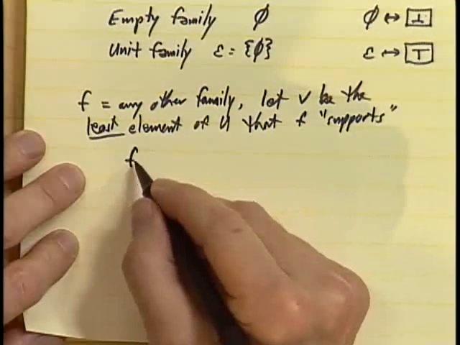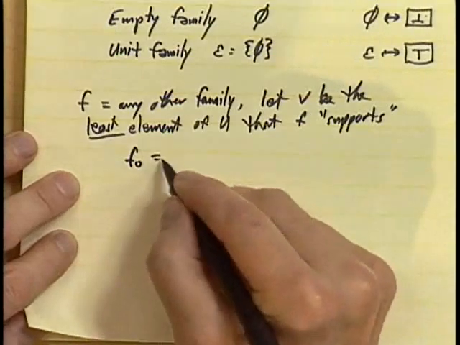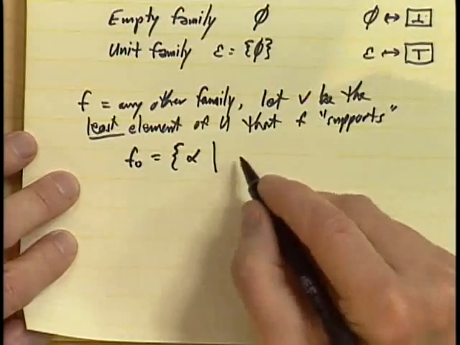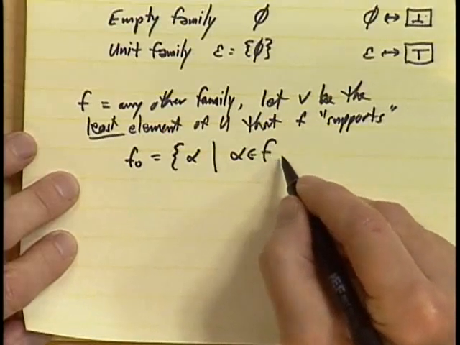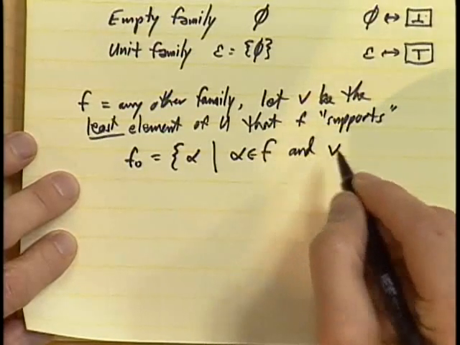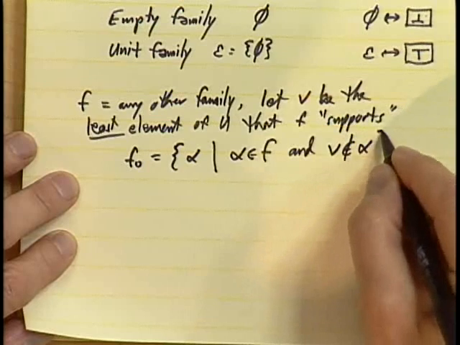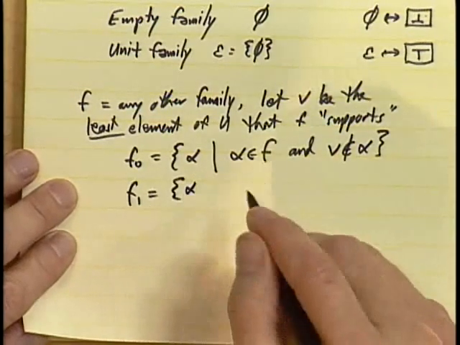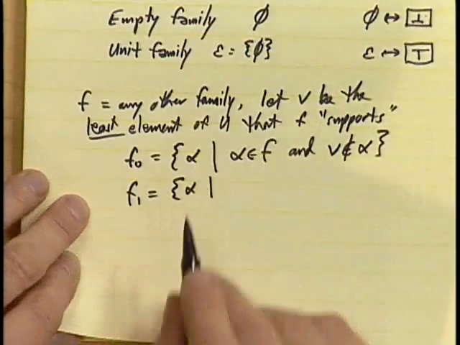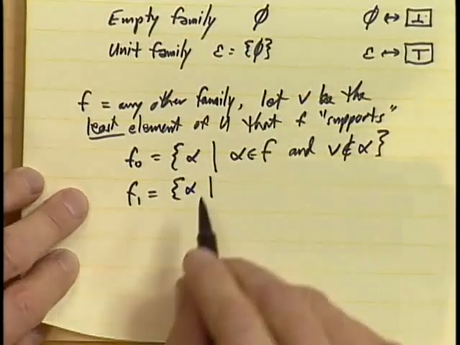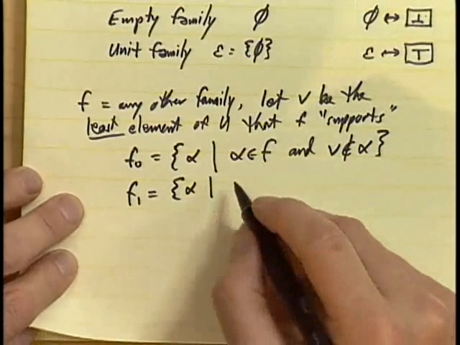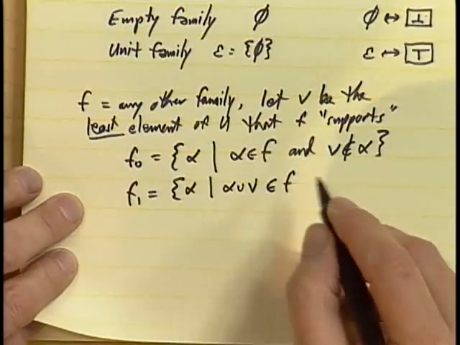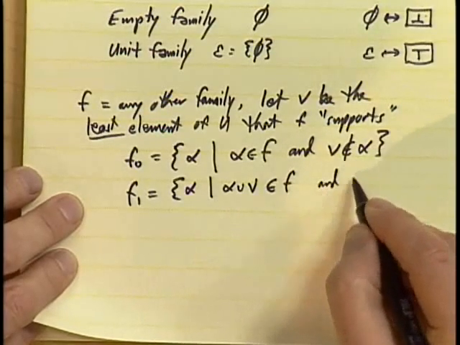And so I can define two subfamilies now. F0 is the family of all sets alpha that are in the family F, and V is not a member of alpha. And F1 is the family of all sets alpha, so that alpha together with V is in the family F, and V is not in the set alpha.